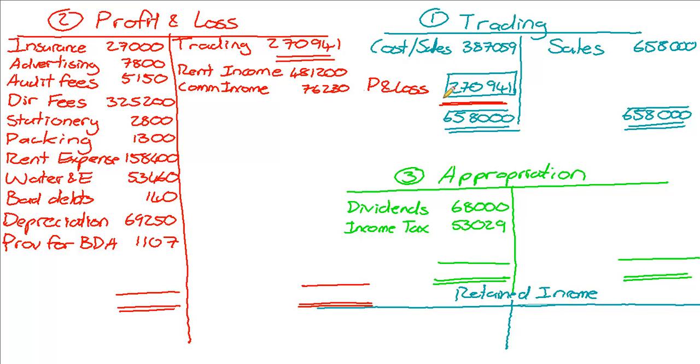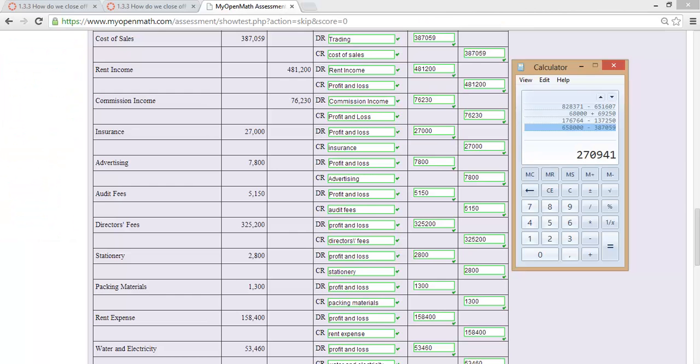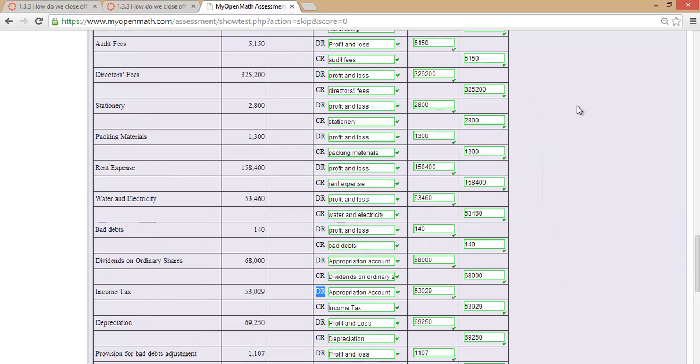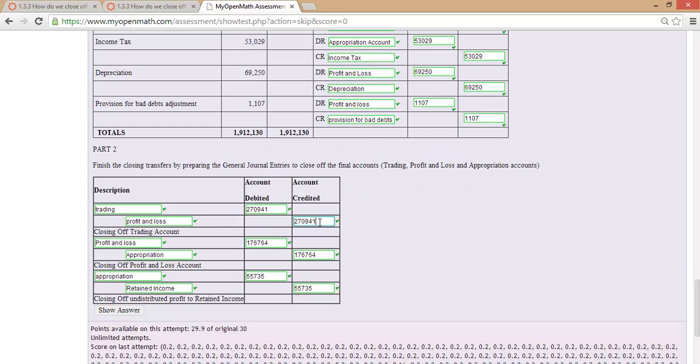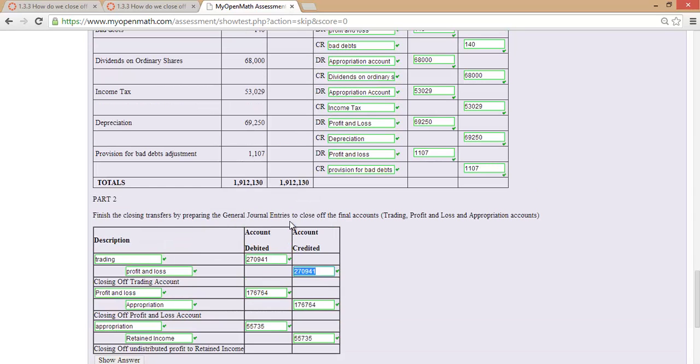And you will see that this figure here is the gross profit. It's the sales minus the cost of sales. So we've effectively taken my gross profit and included it in our profit and loss account. So let's record that journal entry. Well, let's just see how it looks in the general journal. We've debited trading with 270,941 and we credited my profit and loss with 270,941.